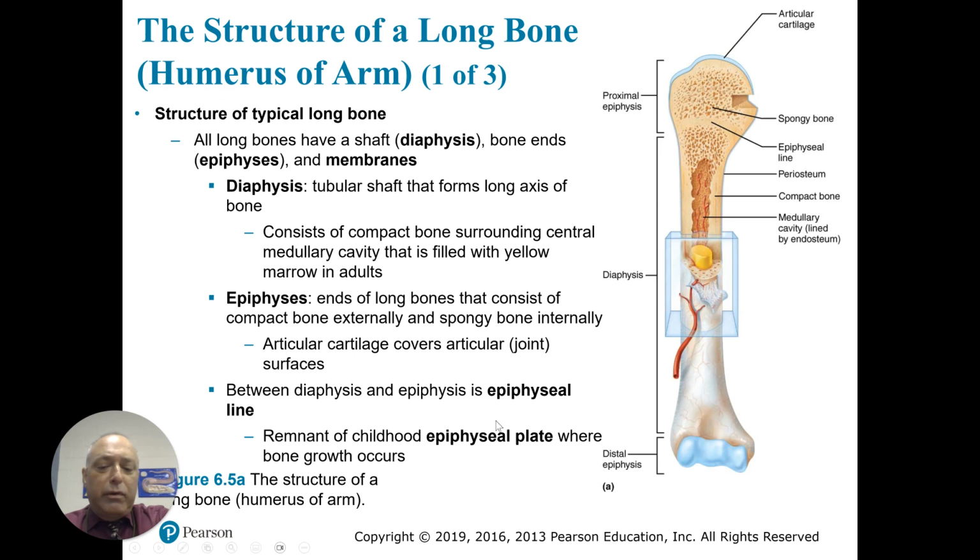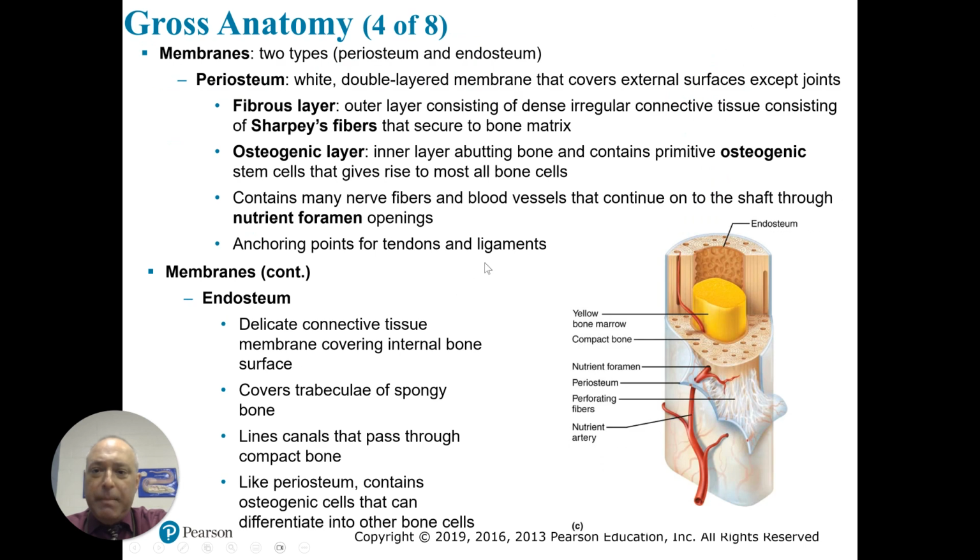So the bone grows at the epiphyseal plates, and then at maturity these epiphyseal plates will fuse and no longer grow. So there are two membranes in the bones. There's the periosteum and the endosteum.